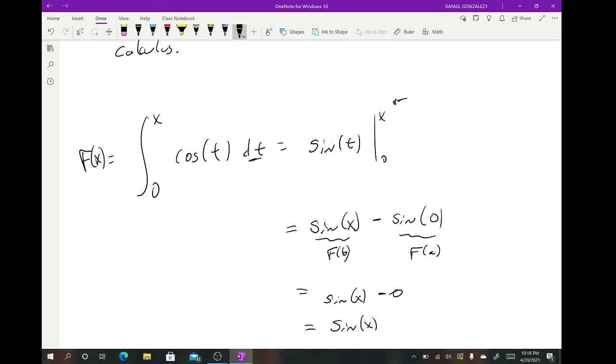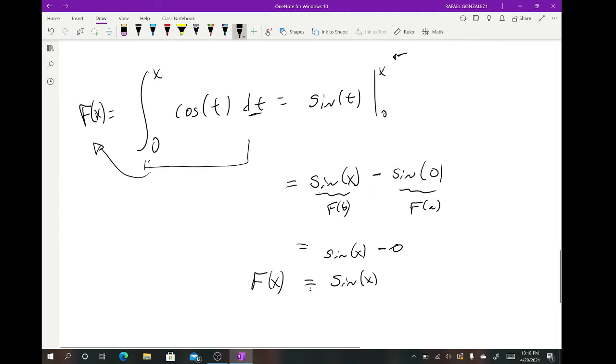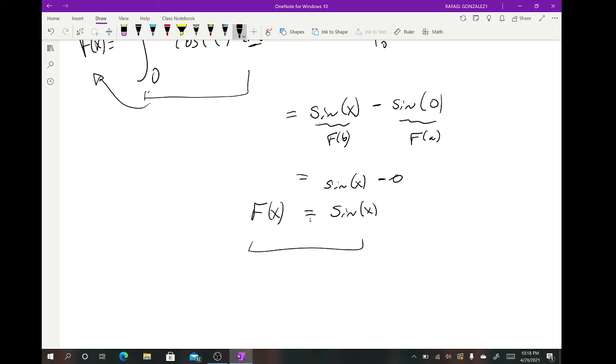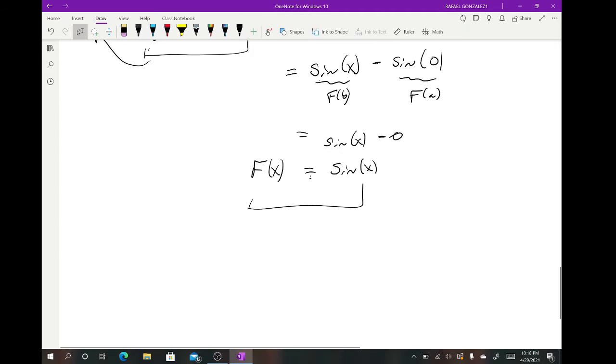But notice, what is this equal to? This is equal to the integral from 0 to x of cosine of t dt, which was itself equal to capital F of x. So we have F of x being equal to sine of x. But notice, this is just a regular function now. And now we can actually simply solve by plugging in the values that we have for x.